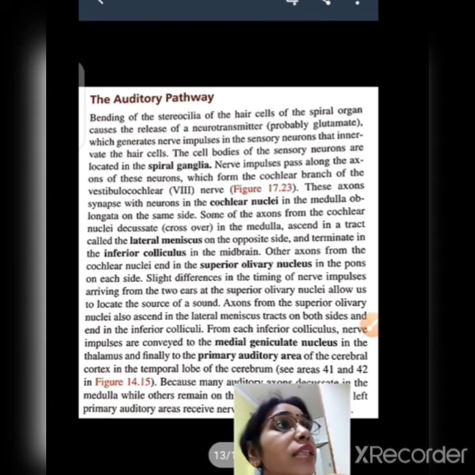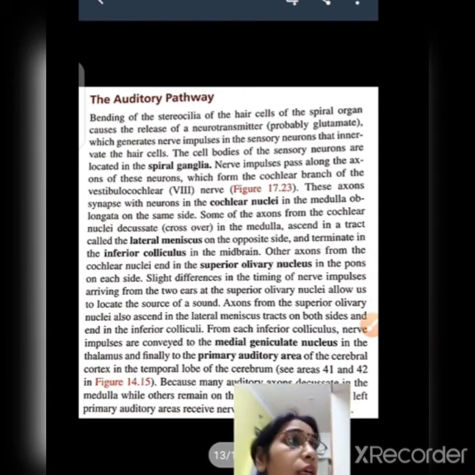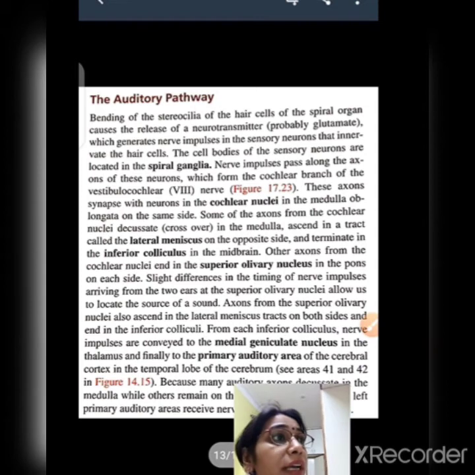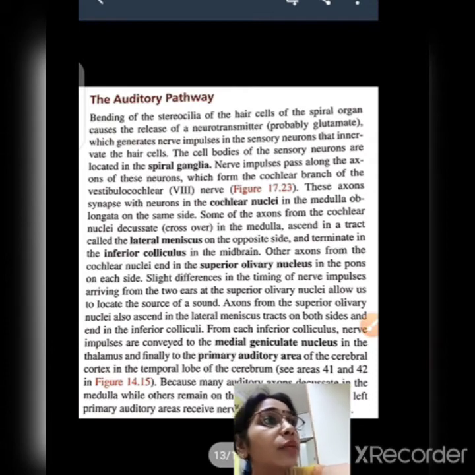Now, these axons synapse with neurons in the cochlear nuclei in the medulla oblongata on the same side. Some of the axons from the cochlear nuclei decussate, crossing over in the medulla, and ascend in the tract called the lateral lemniscus on the opposite side. So some fibers remain on the same side of this vestibulocochlear nerve, and some fibers decussate to the opposite side as the lateral lemniscus, and terminate in the inferior colliculus in the midbrain.